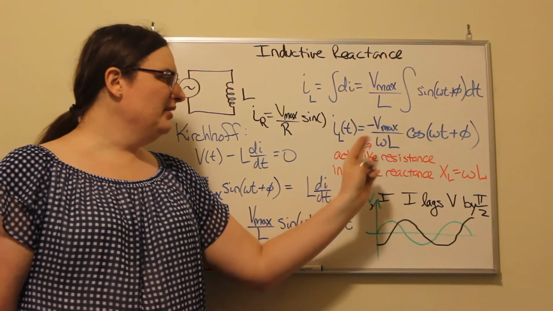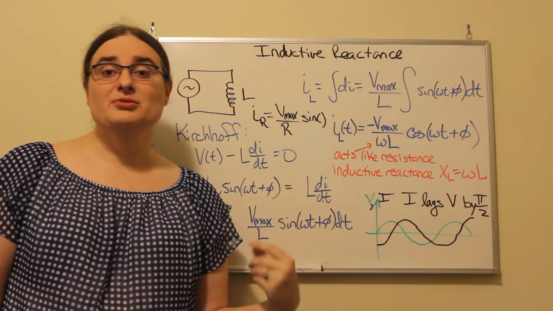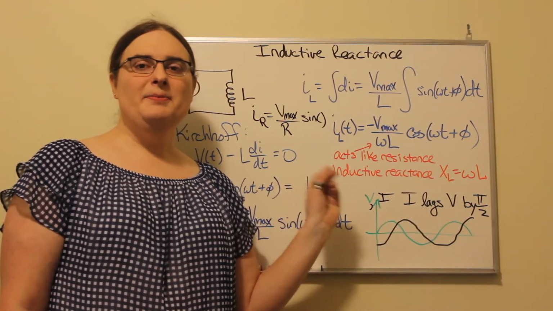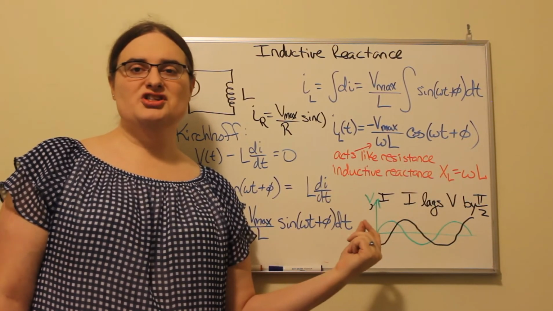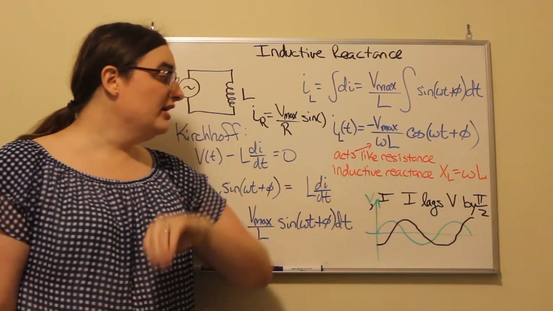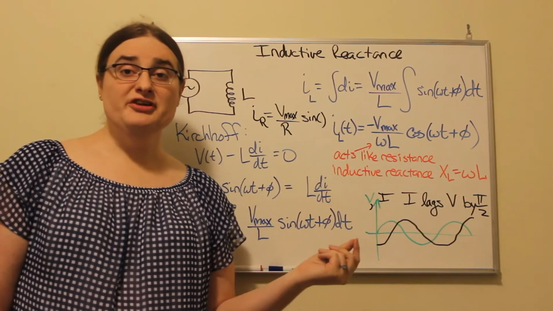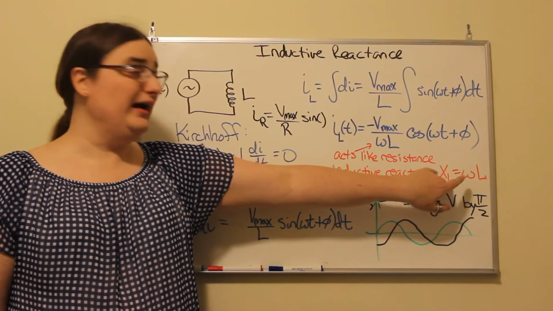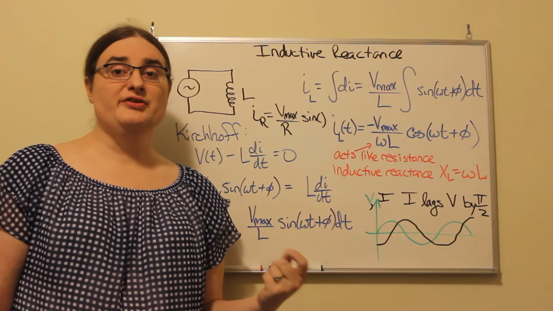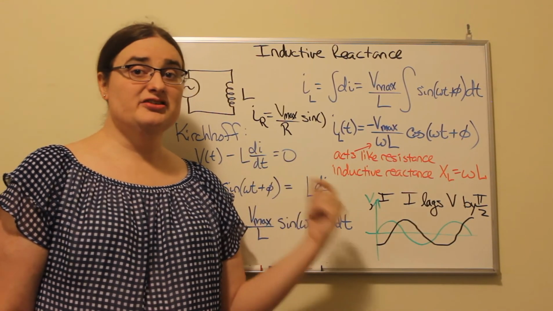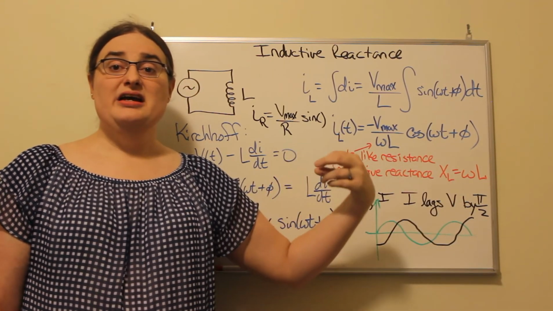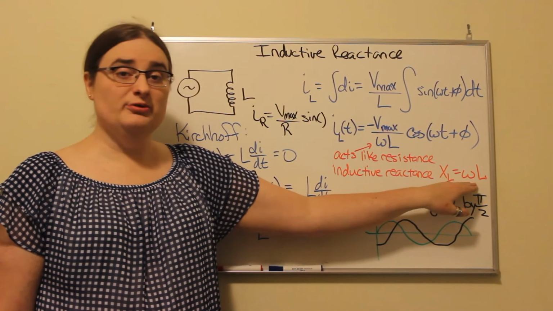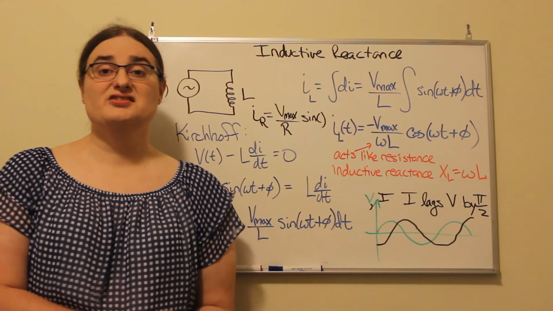But this piece in the denominator behaves very similarly to resistance. It has units of ohms, just like resistance, but because it's responding to what the voltage is doing, not dissipating energy, we call it reactance. Specifically, inductive reactance. And the symbol that our book uses for reactance is a capital X with a subscript L for inductive reactance. So the reactance of an inductor is equal to the angular frequency of our power supply, 2 pi times our frequency in hertz, times the inductance of our inductor.